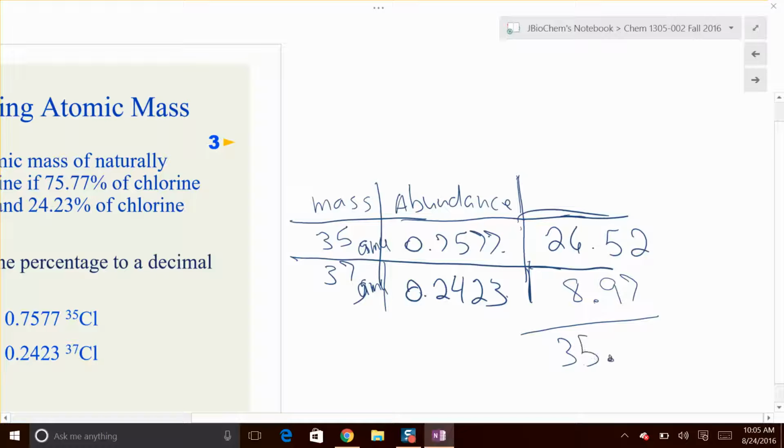35 point what? 49. Oh, that's fine. So we'll just say 35.5. Is that where we were supposed to get? Yeah, we're supposed to get about 35.5. That's where we're trying to get.